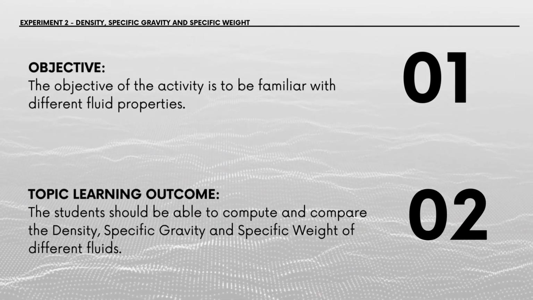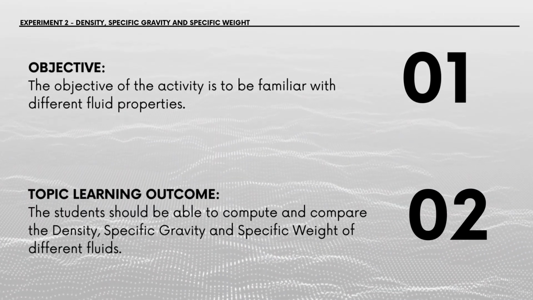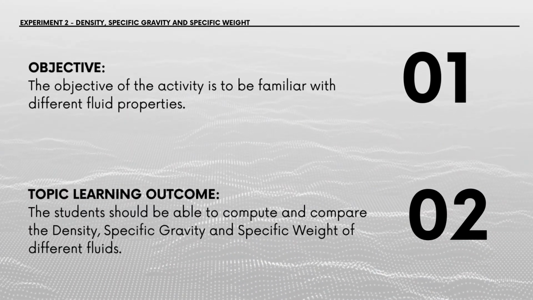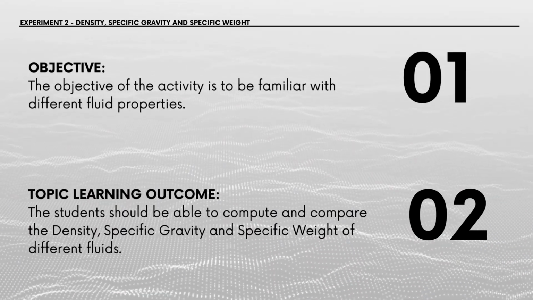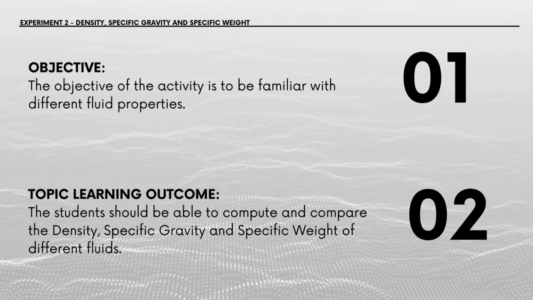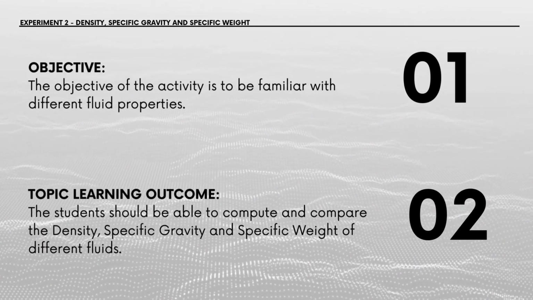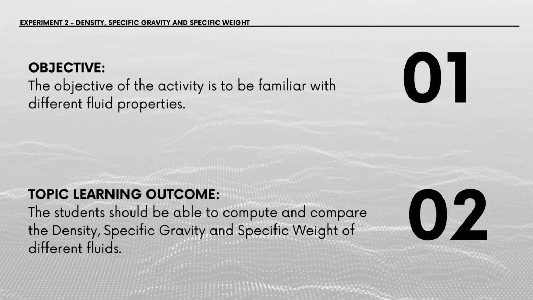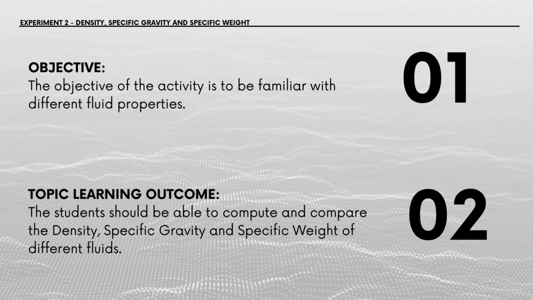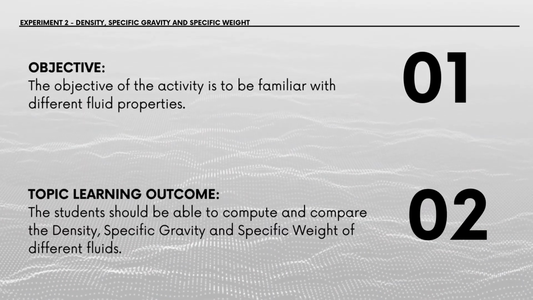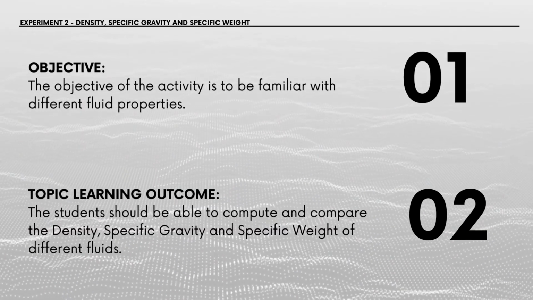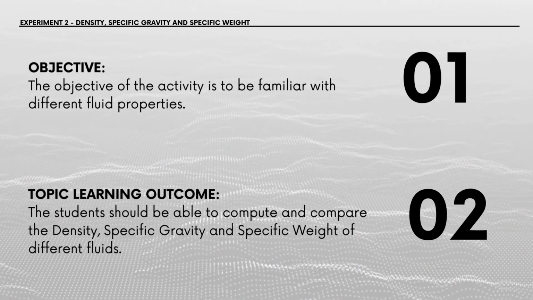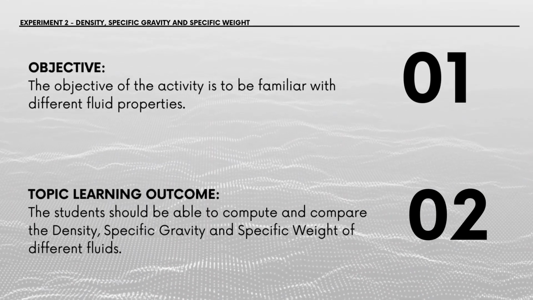This experiment focuses on understanding the fundamental properties of fluids, particularly density, specific gravity, and specific weight. These properties are important in hydraulic engineering because they influence how fluids behave under different conditions. The objective of this activity is to familiarize students with different fluid properties by measuring and comparing density, specific gravity, and specific weight of various liquids. Through this experiment, students gain practical experience in fluid measurement and learn how fluid properties affect engineering applications.